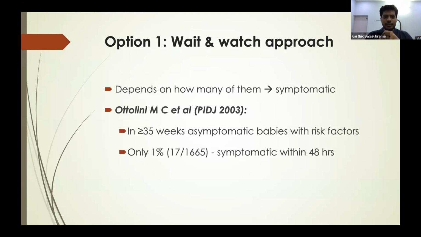This is a very good study published way back in 2003, where they found that in babies of more than 35 weeks of gestation, if the baby is asymptomatic, even with risk factors, only 1% of them actually turned out to be symptomatic. So in a situation where, if your clinical acumen is good and the baby is clinically well, even with risk factors, you can still wait and watch, because not many babies would turn out to be symptomatic. But again, in this situation, you need to have close monitoring. You should train your staff to look for subtle signs of infection. Otherwise, you may end up with the baby becoming sicker.